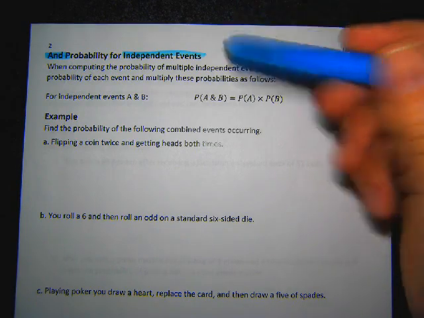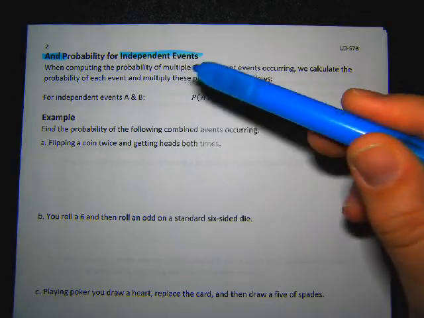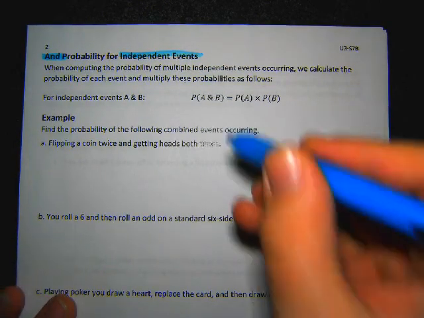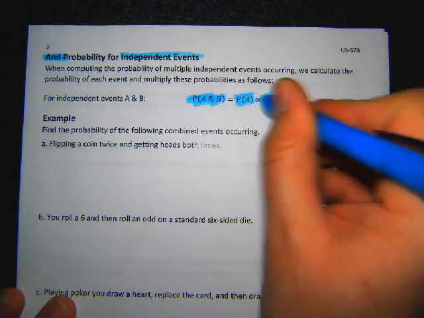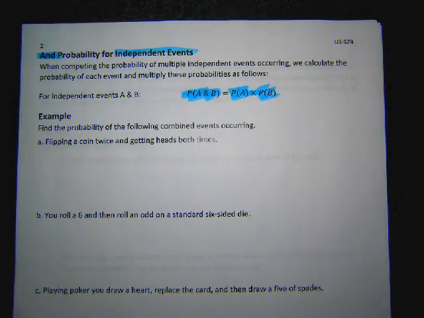So when you're computing probability for independent events, you calculate probability for each event and then multiply those probabilities together. That's the way you do it for AND events. So if I find the probability of A and B, then I find the probability of A, find the probability of B, and then just multiply those together. That's the method. For independent, it's pretty straightforward. Just find each and multiply.